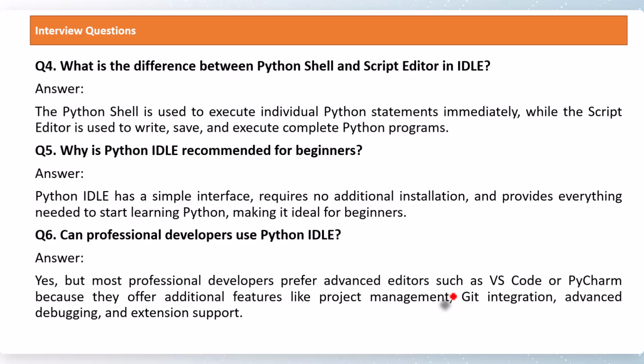What is the difference between the Python shell and the script editor in IDLE? The Python shell is used to execute individual Python statements immediately. You can execute single-line statements using the Python shell, while the script editor is used to write, save and execute your complete Python programs.